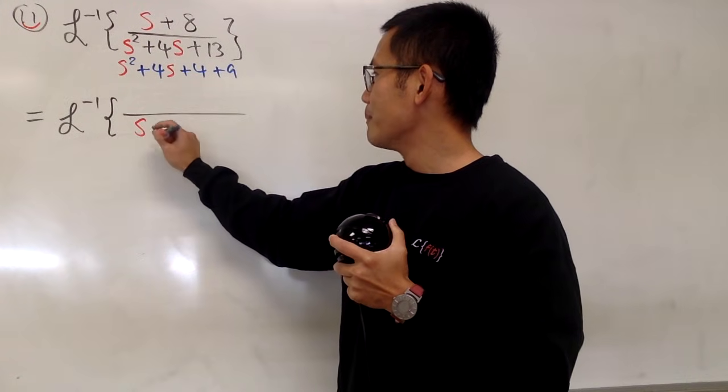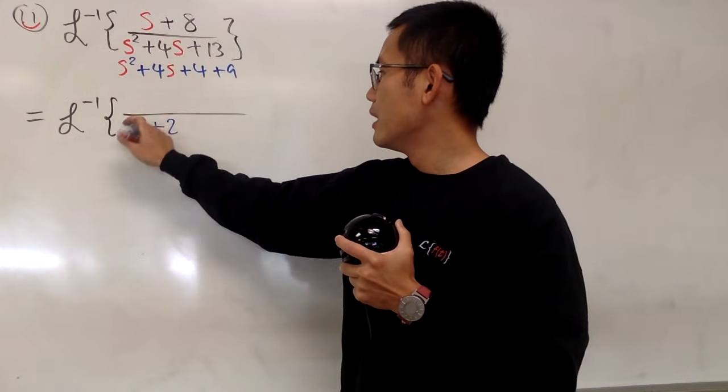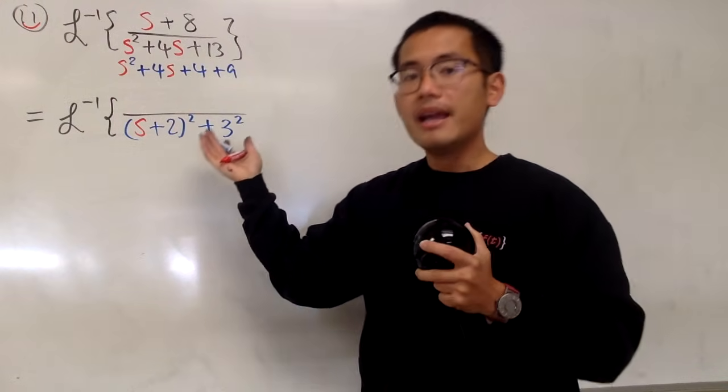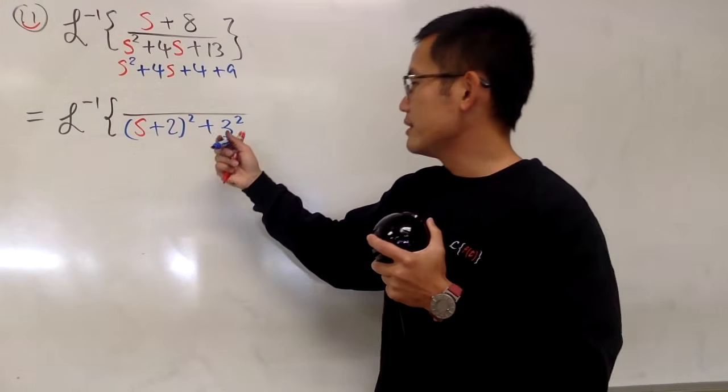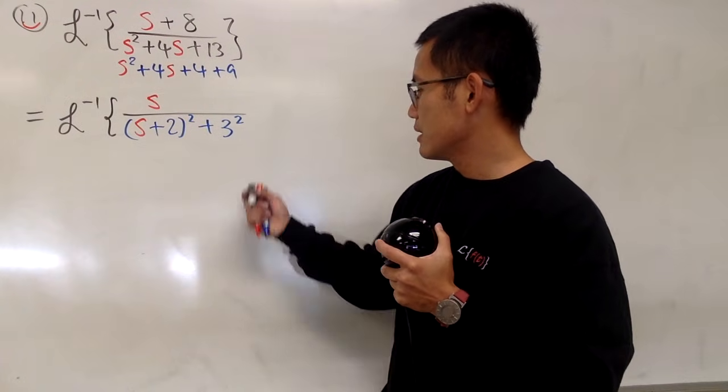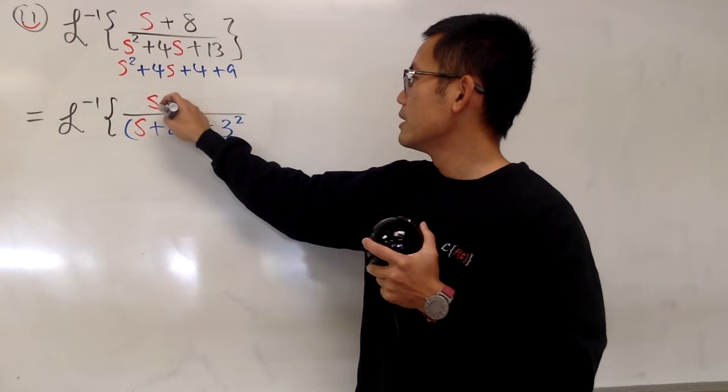S plus 2 squared plus 9, which is the same as 3 squared. Yep. And then, let me still write it down at the top, which is s plus 8. S plus 8. Nothing changed on the top.